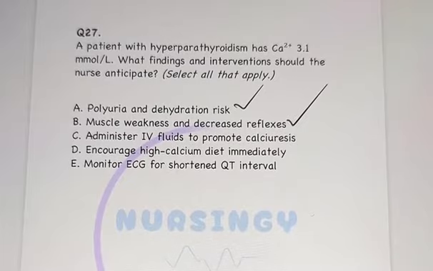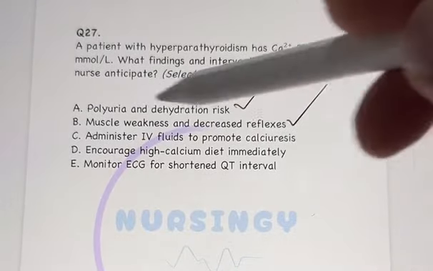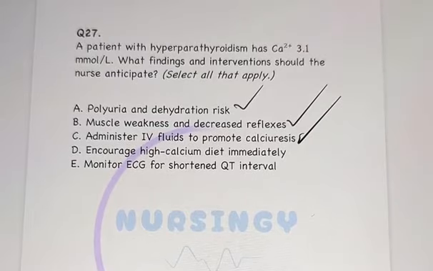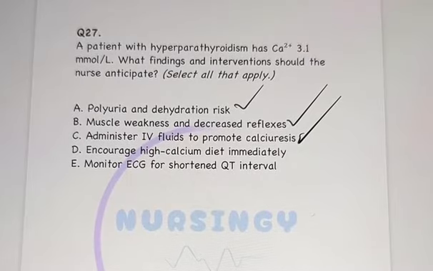What about C? Administer IV fluid to promote calciuresis. Actually, it is correct, because we have hypercalcemia and we already have polyuria. So we need to do that, and it will help us to correct it. The body is already losing too much fluid, and we need fluid, otherwise calciuresis definitely will happen.